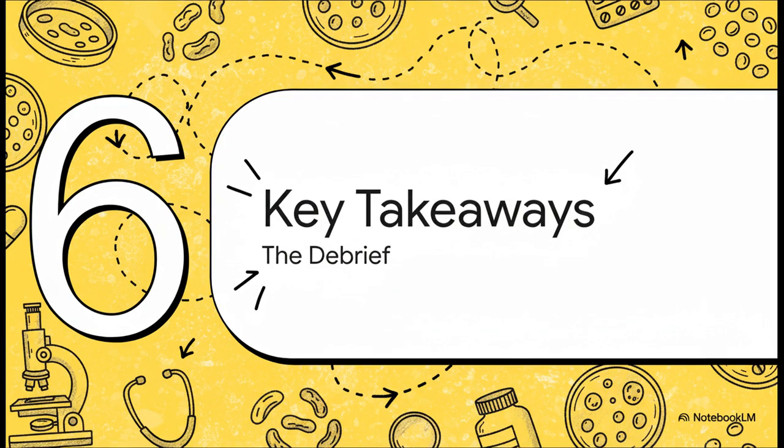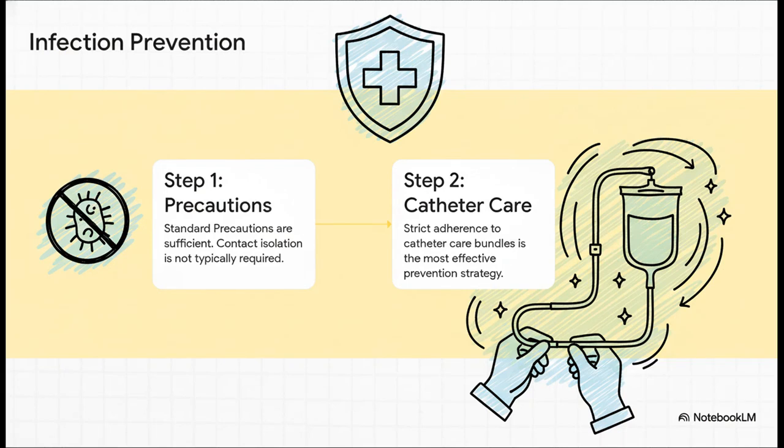All right, let's wrap this up and debrief. What are the absolute key takeaways you need for your day-to-day practice? When it comes to infection prevention, the good news is it's pretty straightforward. You don't need contact isolation or anything fancy. The single most effective strategy? Meticulous, by-the-book catheter care. The whole game is preventing that initial UTI.